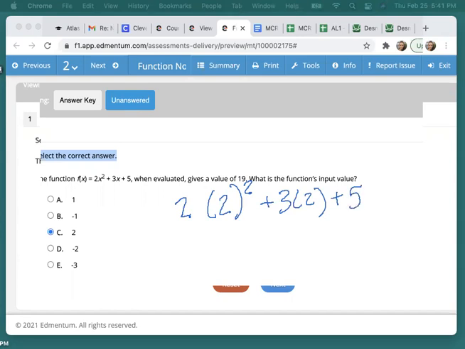2 times 2 squared plus 3 times 2 plus 5. So 2 squared is 4. So 2 times 4 is 8. 3 times 2 is 6 plus 5. 6 and 5 is 11 plus 8 is 19, which is what we wanted to get. So the answer would be 2. So you could solve this by plugging in the numbers, or you could solve it by using a graph.